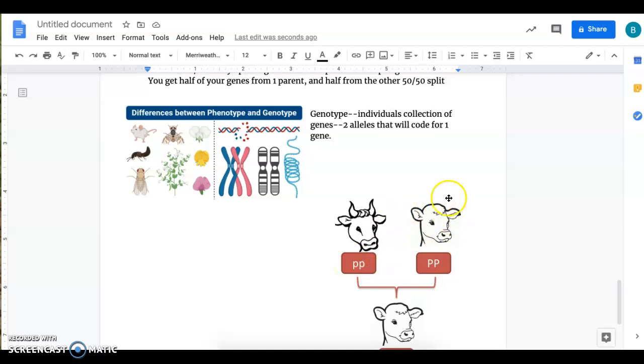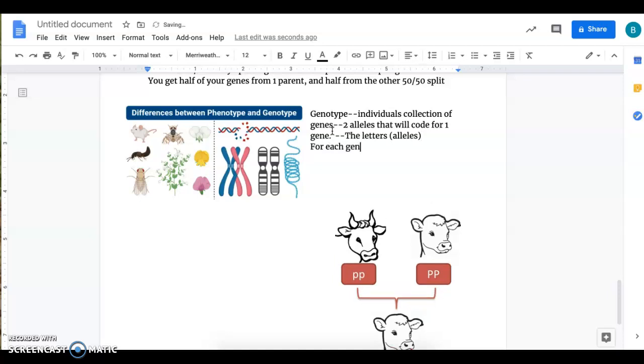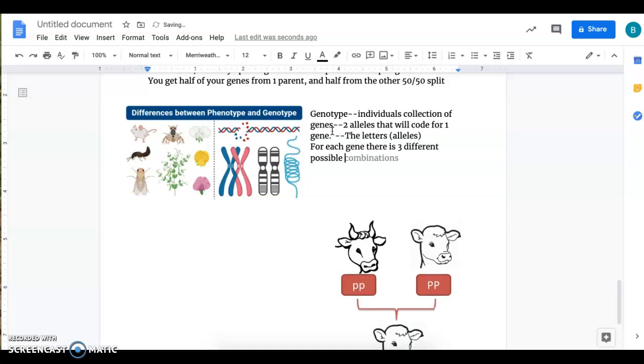And so if I would look at this cow or this one, if I didn't have these letters here, I wouldn't know its genotype. I wouldn't be able to see these 2 letters or these 2 letters just by looking at the cows. But when we do have these, we are seeing what's called the genotype. So the genotype is going to be the letters, or the alleles. And you can have several different allele combinations. For each gene, there are 3 different possible allele combinations. And we'll really talk about that more tomorrow.